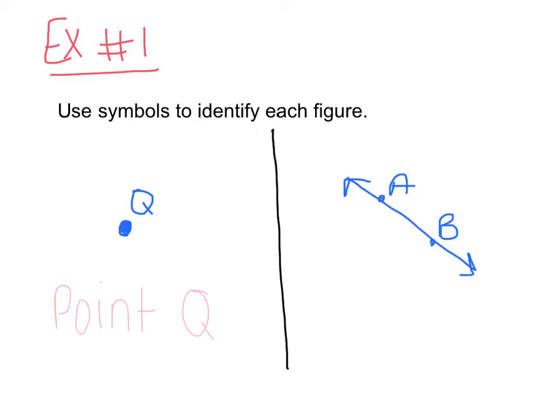Our next one is a line, and we know that because lines go on forever in both directions. They have the two arrows showing that. All we do is take two points on the line, and that's how we identify it. We put the line symbol over top. So this would be line AB.